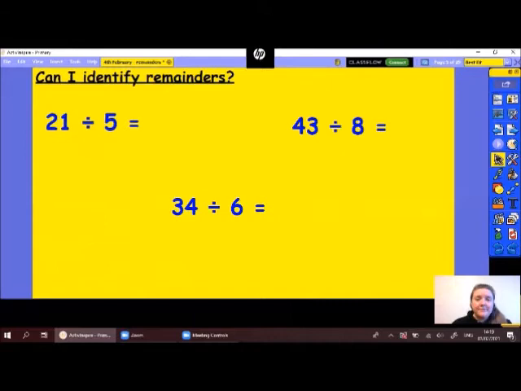Now use your objects at home to solve these calculations, splitting into a certain amount of groups. So 5 groups, 8 groups, or 6 groups, depending on which one you're looking at. Use your objects and then write your answer down, making sure that you use that R for remainder when you need it. Pause the video and then we'll check your answers. This is what I got. So 21 divided by 5, we had 4 remainder 1. 43 divided by 8, we ended up with 5, but remainder 3, so we had 3 left over. And 34 divided by 6, we have 5 remainder 4. So again, there were 4 left over at the end.